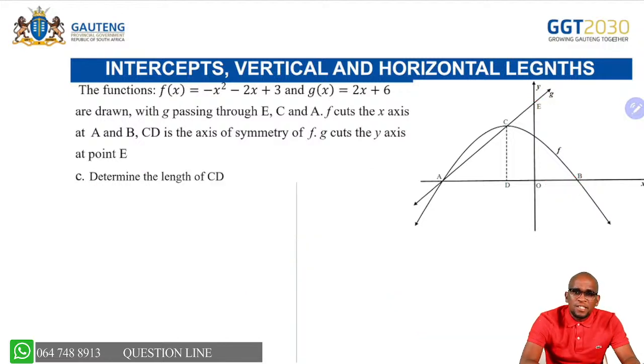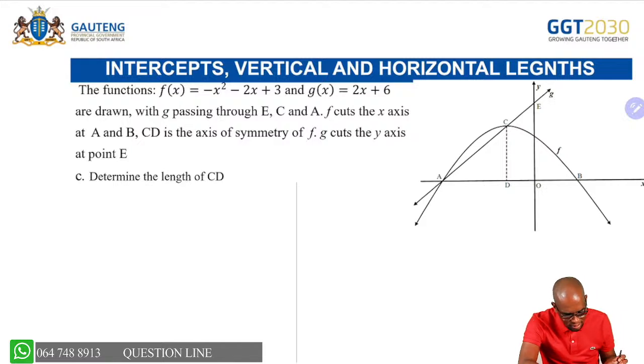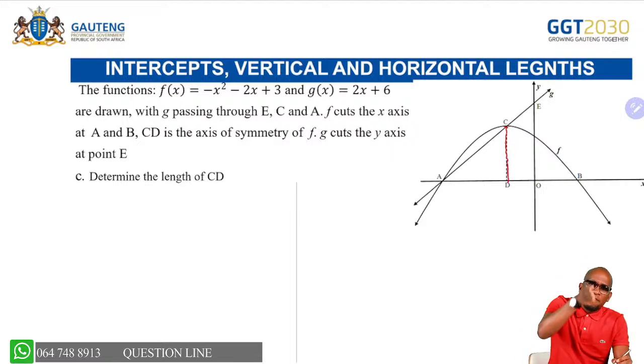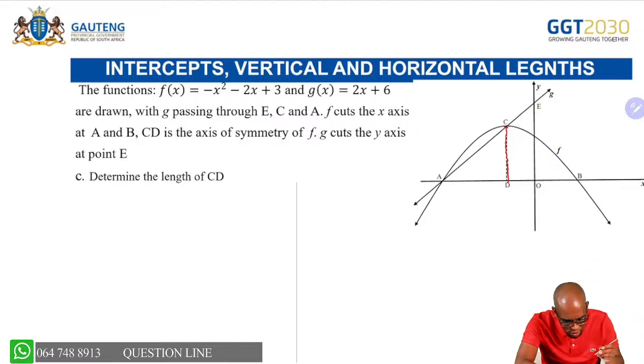Determine the length of CD. Let's look at CD. Now, if you look at CD, CD is also a vertical length, which means you want y at the top minus y at the bottom. Now, let's check whether we have the coordinates of points C and D. Unfortunately, all the workings that we've done, we haven't determined the coordinates of either C or D.